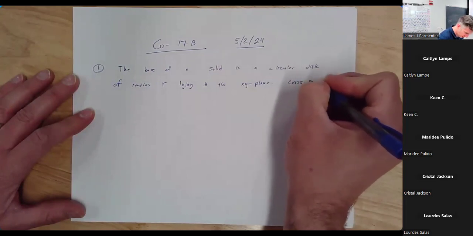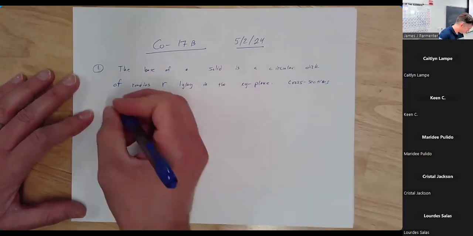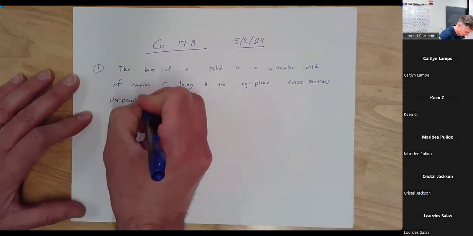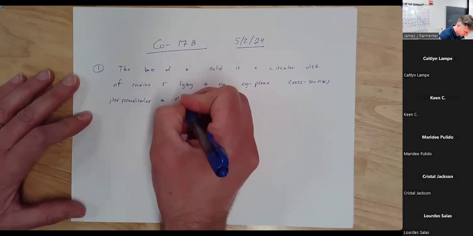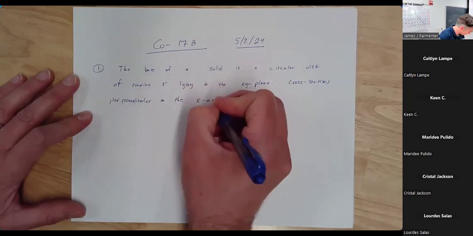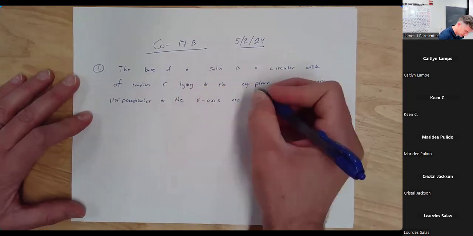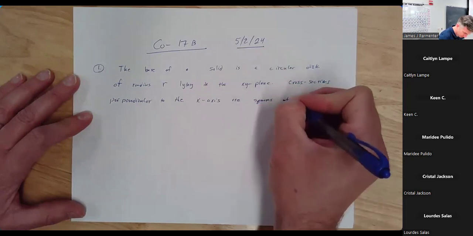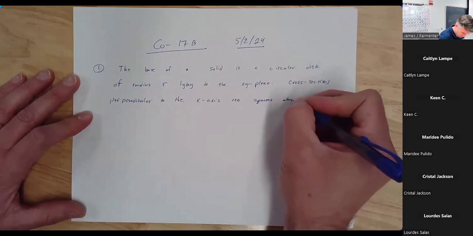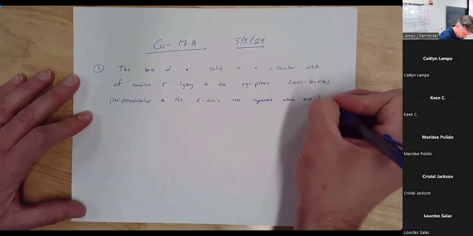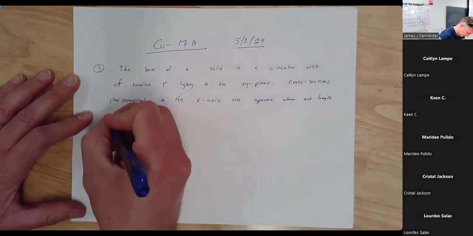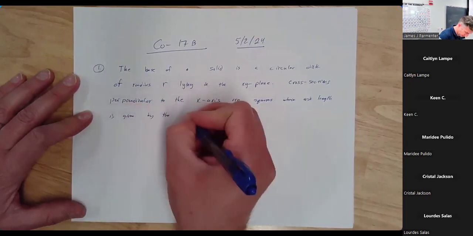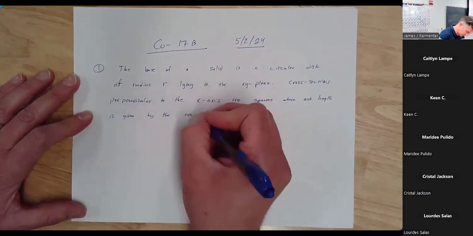Cross sections perpendicular to it. Well, it actually doesn't matter. Perpendicular to the x-axis are squares whose side length is given by the constraints of the disk.